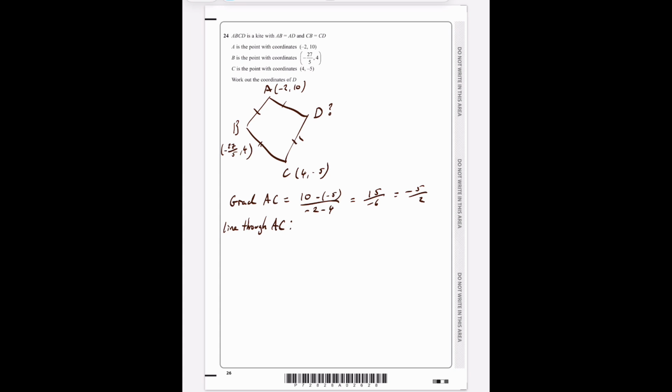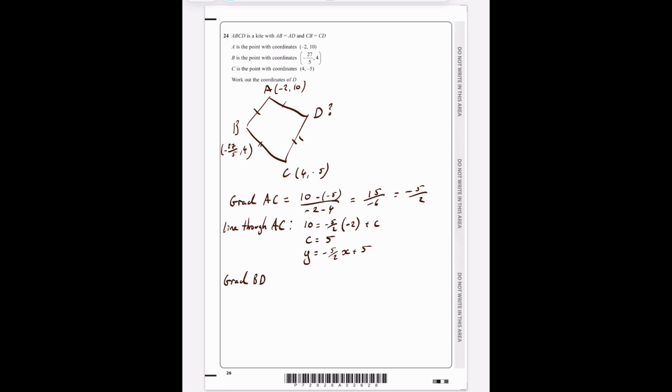The gradient of AC is negative 2.5. Using y equals mx plus c or otherwise, we can find the equation of this line. It passes through A and C. I substituted in the coordinates of A into y equals mx plus c. You could have chosen C and you'd get the same line. Anyway, y equals negative 5 over 2 lots of x plus 5. That's our line passing through AC.